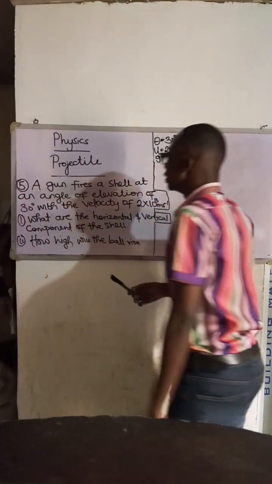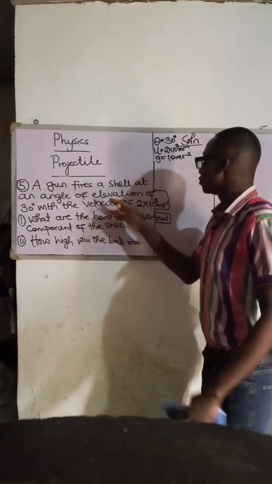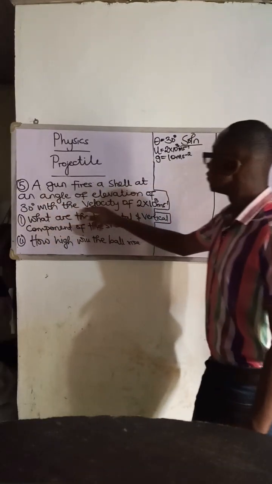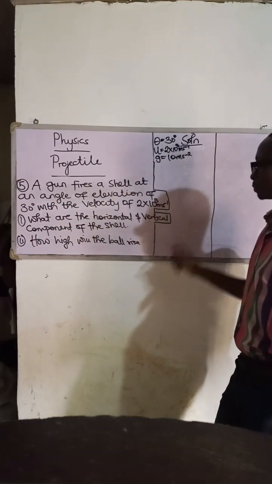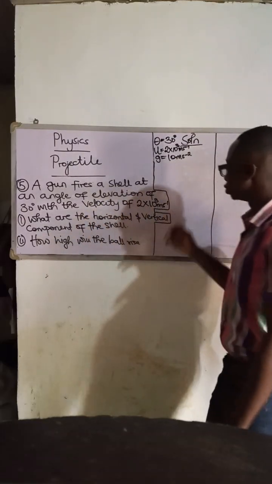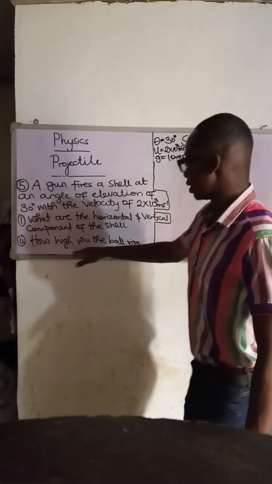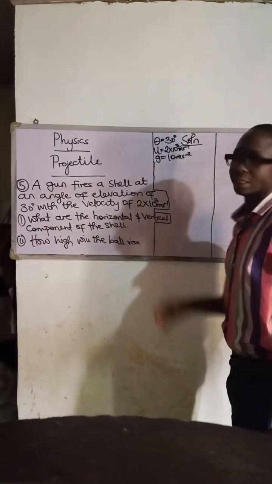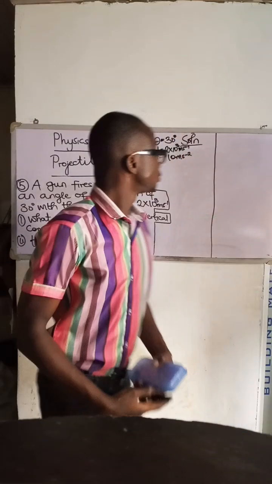Problem number 5. It says a gun fires a shell at an angle of elevation of 30 degrees with a velocity of 2 times 10 raised to the power 3 meters per second. What are the horizontal and vertical components of the shell? How high will the shell rise? This is a WAEC theory question.